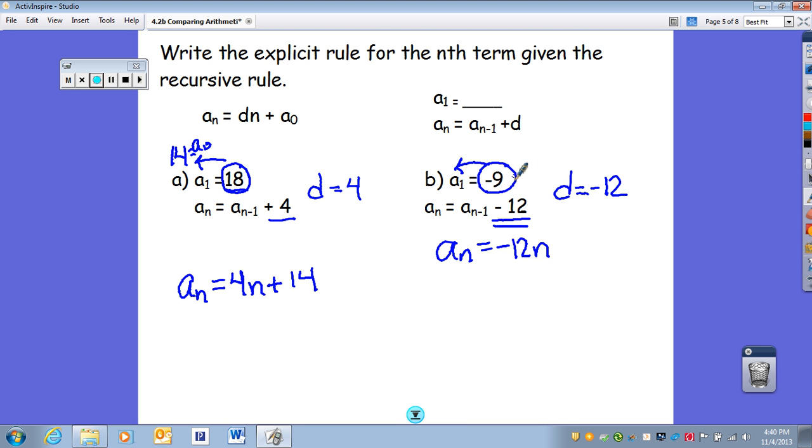which means I want to know what happened before -9. So if I want to start at -9 and write all the terms in order, I'm going to actually subtract 12 each time. But if I want to back up a term, that means I'm going to do the opposite, which is I'm going to add 12. So -9 plus 12 would mean that my term before would be +3. So that's going to be my a sub 0 term. So I'll put that on the end of my formula.